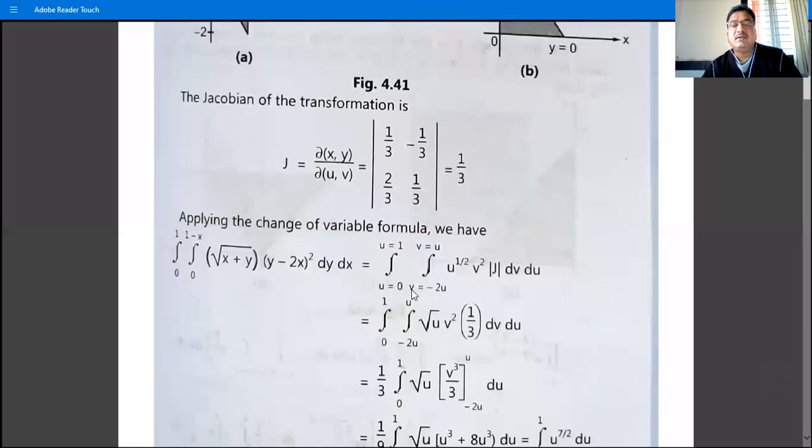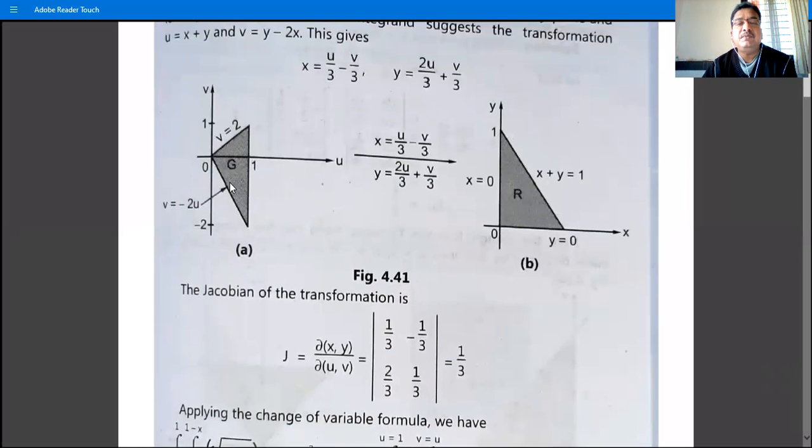And then the limits, v runs from. Suppose we have to integrate with respect to v first, then take a strip parallel to the v axis like this. If we take a strip parallel to the u axis, then it changes to this region. Then we have to add the 2 regions, this is G1 and this is G2, and then we have to integrate with respect to u first, then it is the addition of the integration over this region and the integration over this region. So it is easy to integrate with respect to v first.